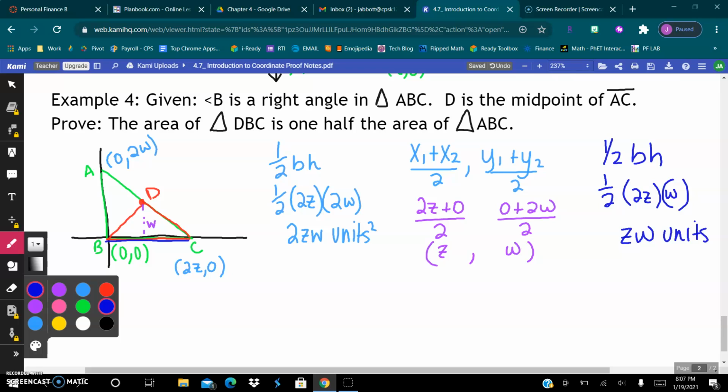So now we have to compare the area of triangle ABC with the area of triangle DBC. And if we took 2ZW from the larger triangle and we cut it in half, 1/2 of 2 is 1. So then we would just be left with that ZW, and that proves that the smaller triangle is indeed 1/2 of the larger triangle.